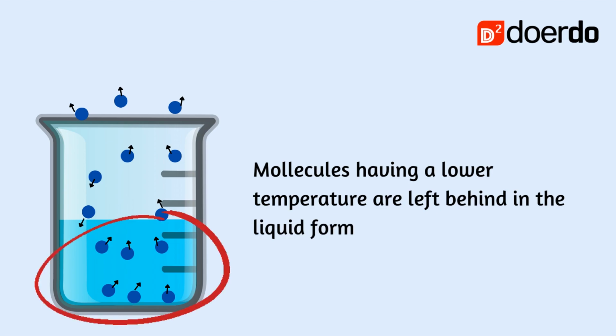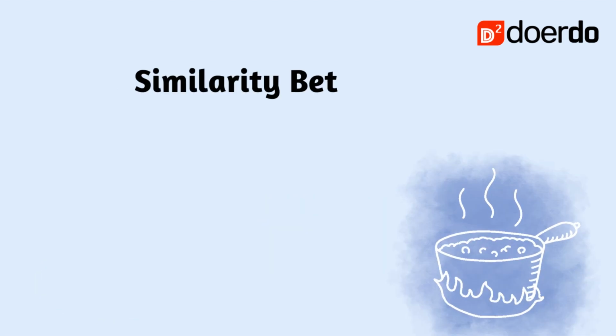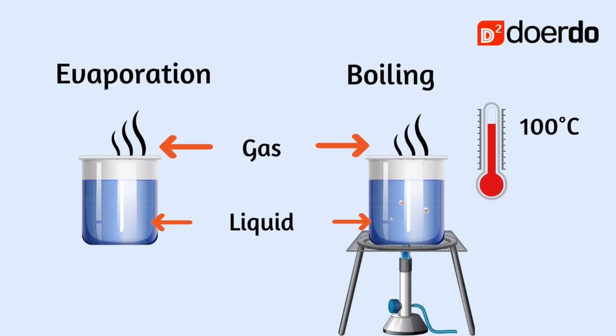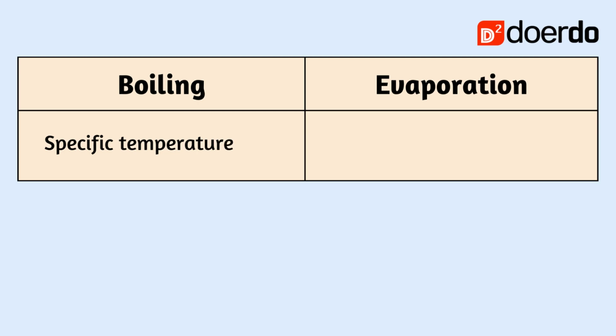One similarity between evaporation and boiling is that in both processes, liquid gets converted into gas. However, the difference is boiling occurs at a specific temperature, which is known as the boiling point, and evaporation occurs at all temperatures including the boiling point as long as the substance is in liquid form.